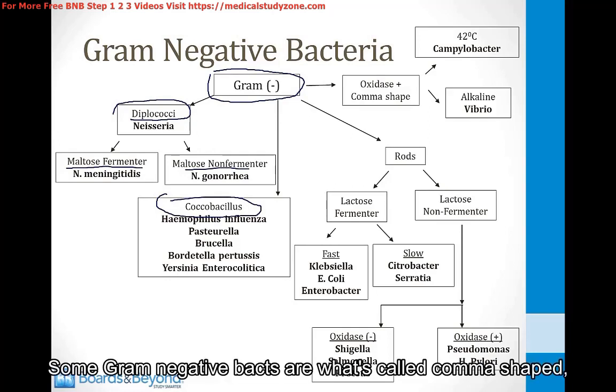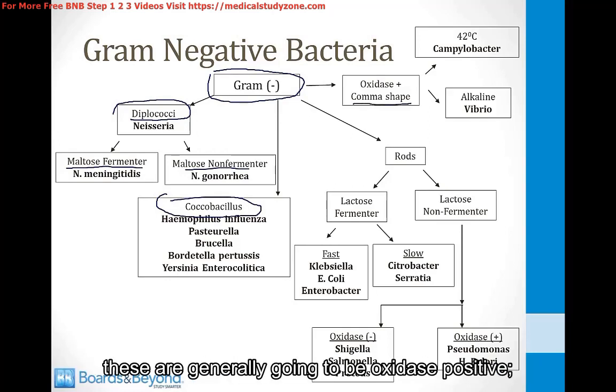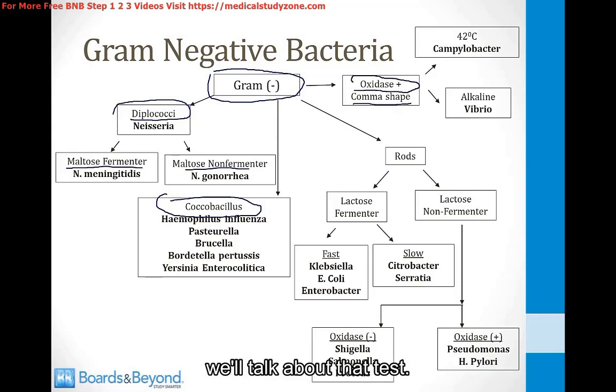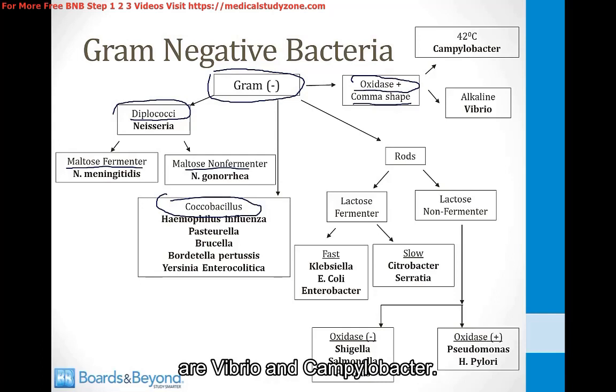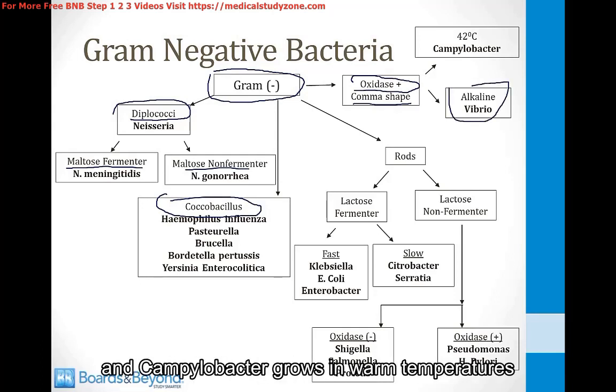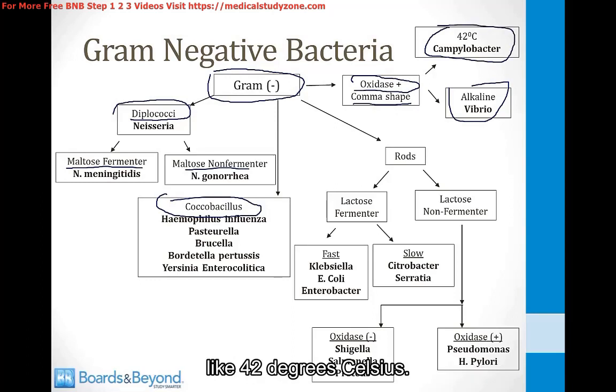Some gram-negative bugs are what's called comma-shaped. These are generally going to be oxidase positive. We'll talk about that test. And then the two comma-shaped gram-negatives are Vibrio and Campylobacter, and Vibrio grows in alkaline media and Campylobacter grows in warm temperatures like 42 degrees Celsius.